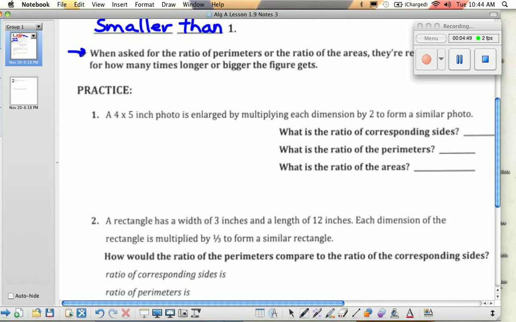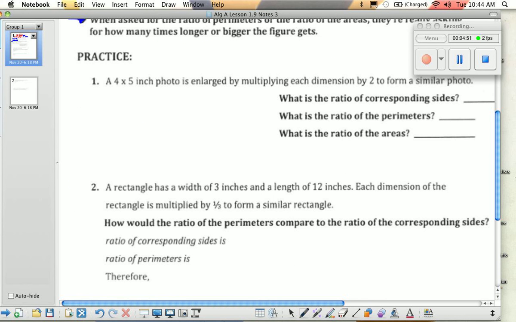Okay, so let's do some practice here. We have a 4 by 5 inch photo that's going to be enlarged by multiplying each dimension by 2 to form a similar photo. Okay? There's three things we have to answer here. What is the ratio of corresponding sides? What is the ratio of perimeters? What is the ratio of areas?